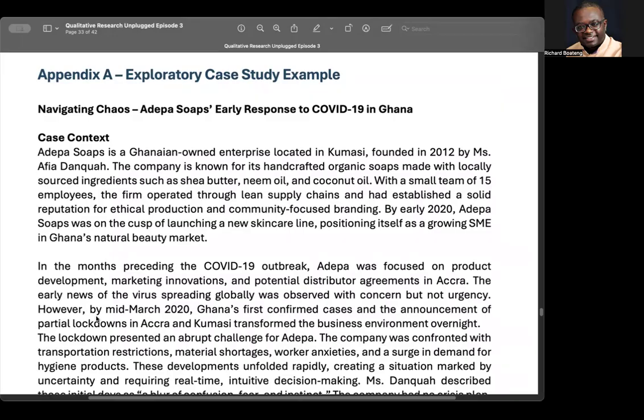Right, so Appendix A shows an exploratory case focusing on that initial chaos and uncertainty, trying to understand how Oedipesoap's navigated the very beginning of the pandemic, leading to emergent themes. Exactly, it sets the stage, exploring the unknown. Appendix B provides a descriptive account, systematically documenting the specific strategies ADIPA implemented across operations, HR, marketing, that detailed what happened, picture.